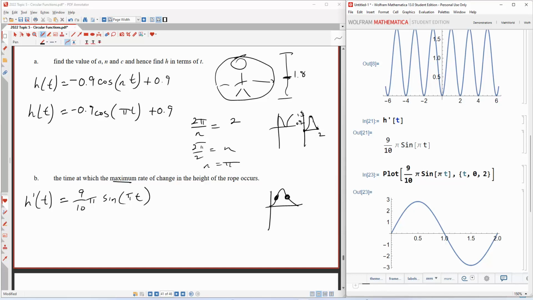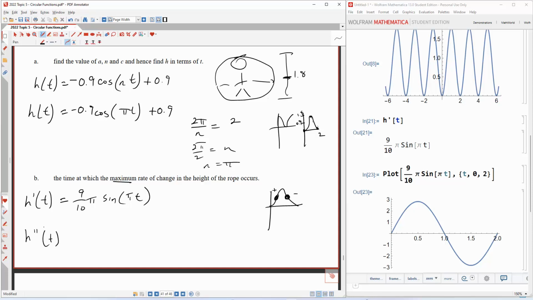It just so happens that the rate of change here is negative and the rate of change over here is positive. That's fine, okay? When we're talking about rates of change, we're talking about the magnitude. It doesn't matter whether it's positive or negative. They're both exactly the same maximum rate of change, even though this is the smallest value. So how are we going to work this out? This is the maximum value of the derivative function, or the minimum value of the derivative function. So the way we're going to do this is we're going to do h''(t).